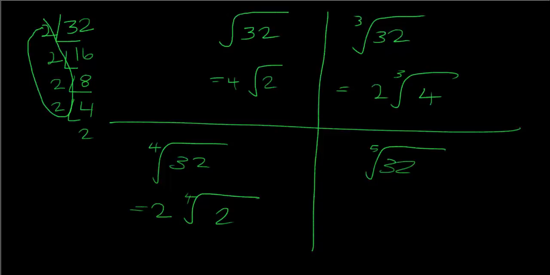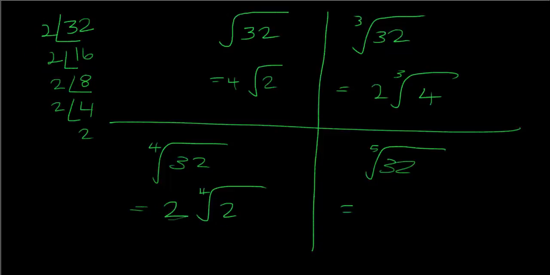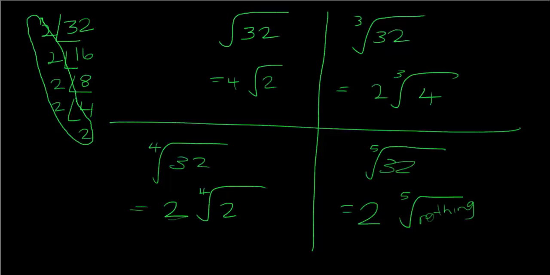And now for the 5th root, we see that we have 1 2 3 4 5. We have a group of 5. So that 2 can come out one time since there was one group of 5, and you see that nothing remains. So nothing stays on the inside, and that's why if we typed in our calculator the 5th root of 32, the answer would just be 2.